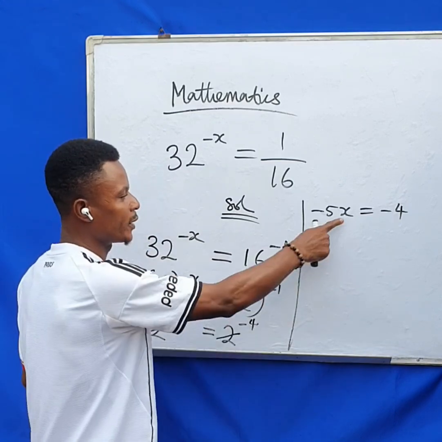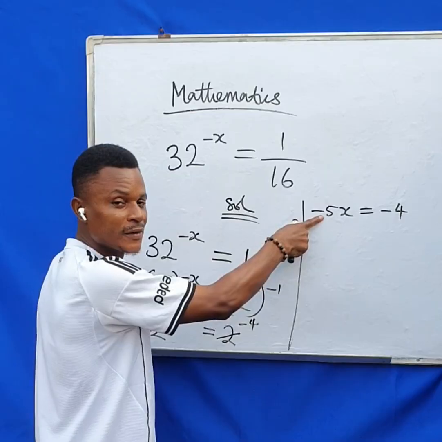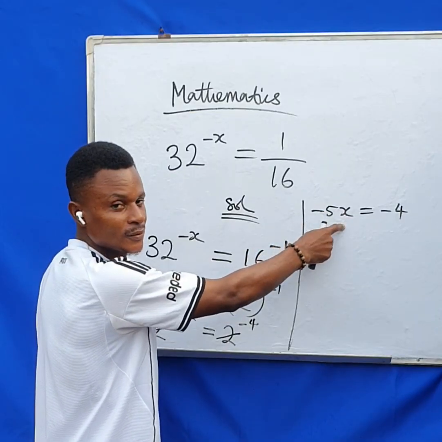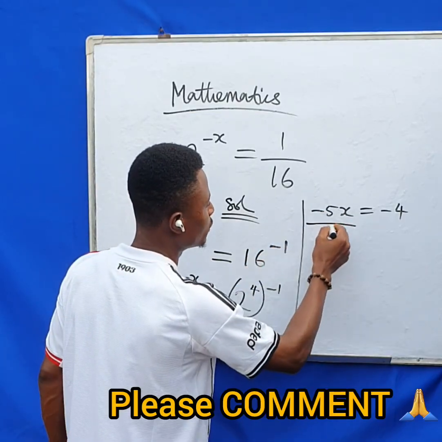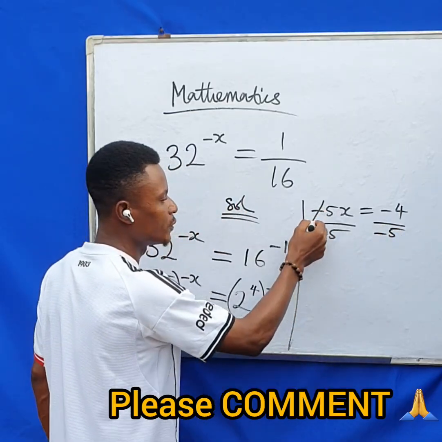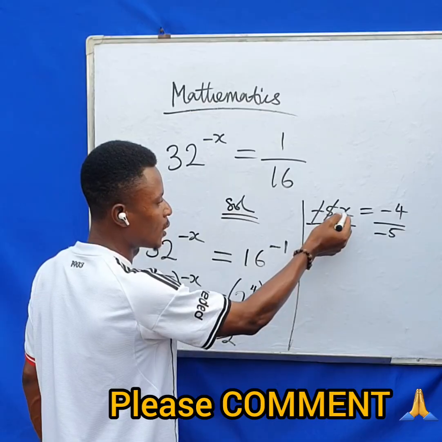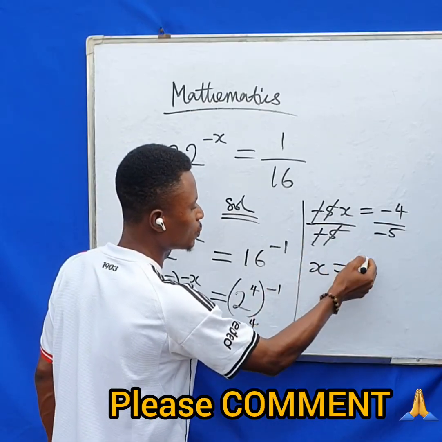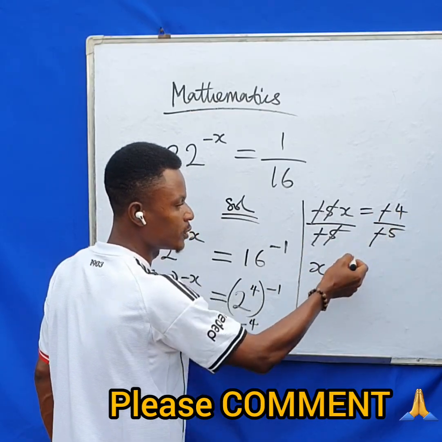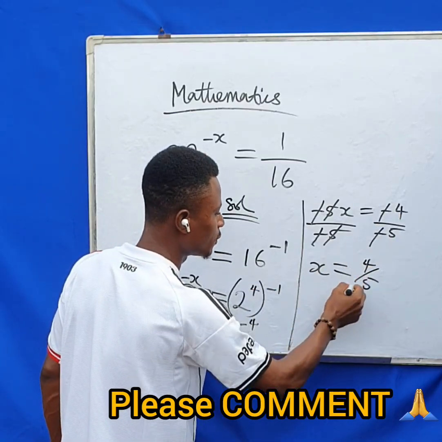Remember, we are looking for x, not negative 5x. So we are going to divide both sides by this negative 5 that is attached to this x. Divide this by negative 5, also divide this by negative 5. This negative sign will cancel this negative sign. 5 will cancel 5. And we have x equal to, this negative sign will cancel this negative sign, we are left with 4 over 5. This is the answer to this question.